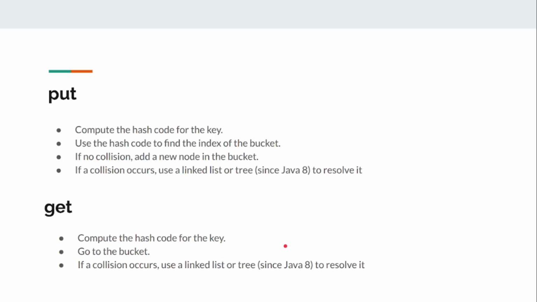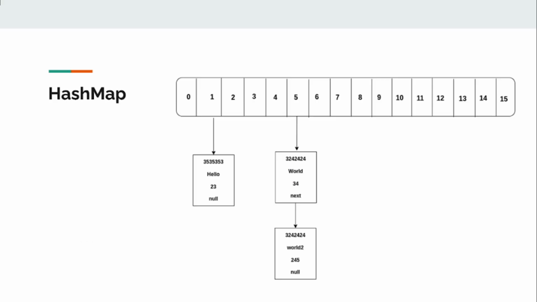Okay. And how the get operation works: we compute the hash code for a key, we go to the bucket. If there is only one node, we simply return the value. If there are multiple nodes, it iterates the linked list and finds the object, right? So let's say it tries world2. It calculates the hash code and it reaches the index. So it knows world2 will be at the fifth position. But at the fifth position, there are two nodes.